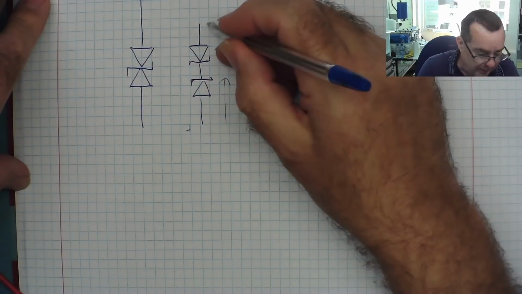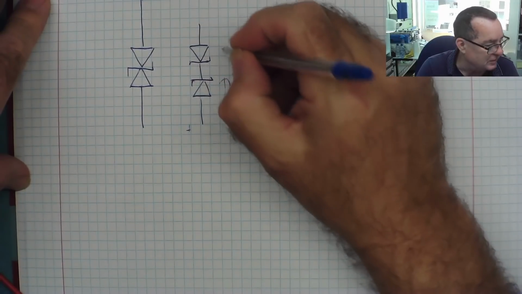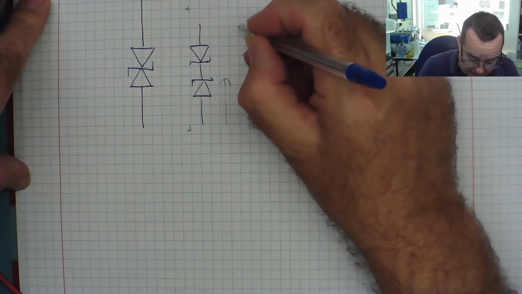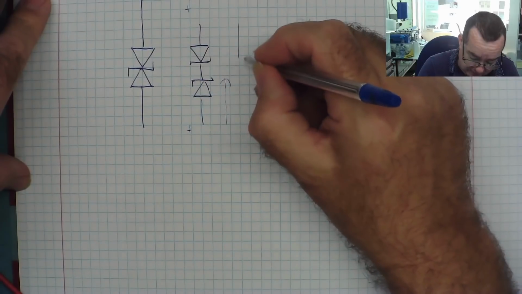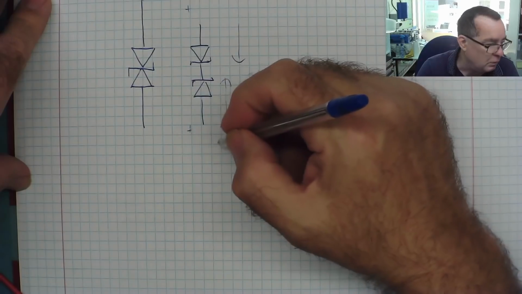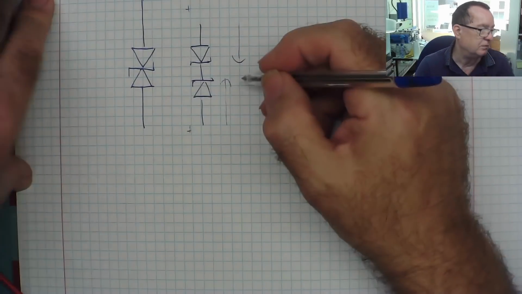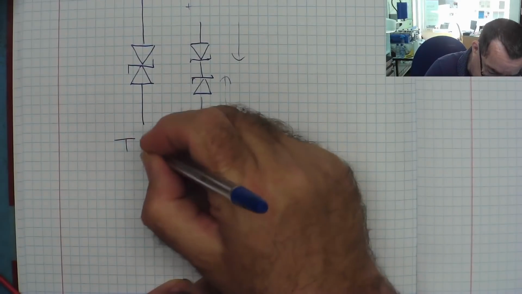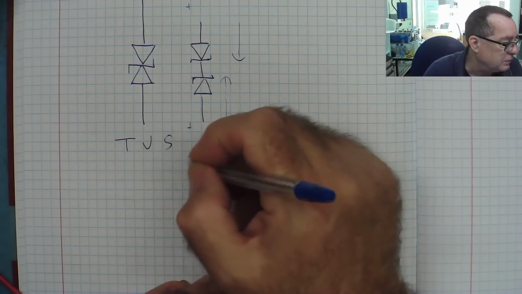So nothing would pass through in the way of current until we reach the Zener voltage, whatever it is. And the same in the other direction. If this end's positive, this conducts like a normal diode, but this is acting as a Zener. So again, no current will pass until we reach the Zener voltage. And these are used as a protection device. So it's TVS, Transient Voltage Suppression.